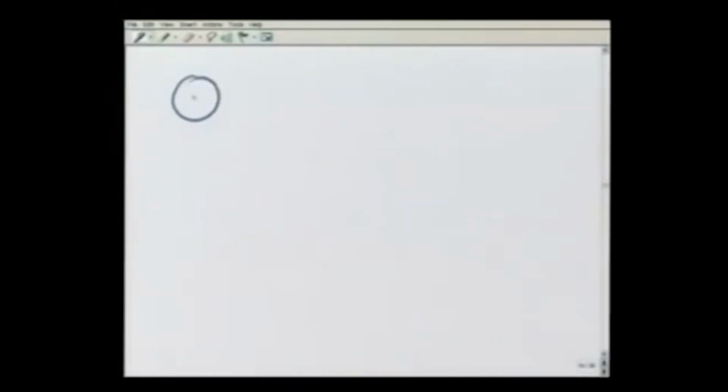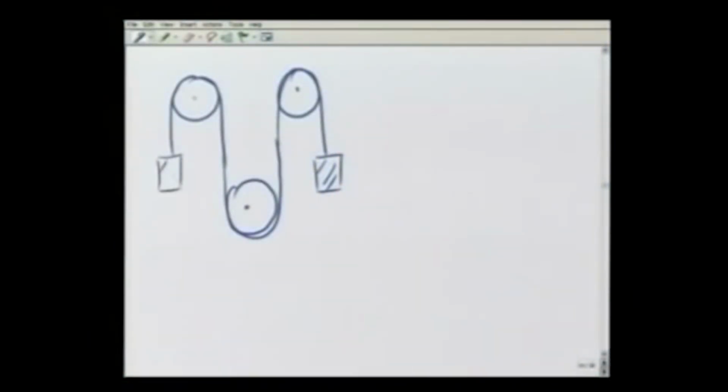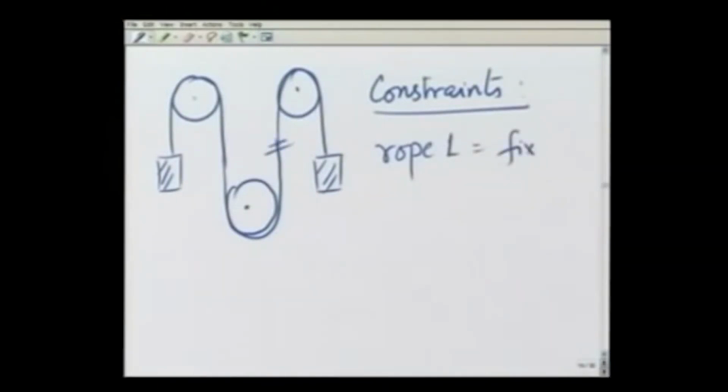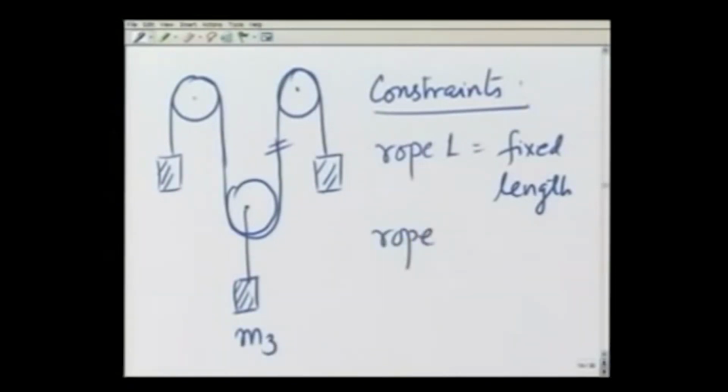So we will go back to our steps, and the first thing we want to do is identify the constraints and forces of constraint. Let me make the figure again for you. The constraints are that the length of rope 1 is fixed. So constraints are rope 1, which is this one, has fixed length. Similarly, the other constraint is that rope 2, from which mass M3 is hanging, has fixed length, and I got to use them later in writing the constraint equation.